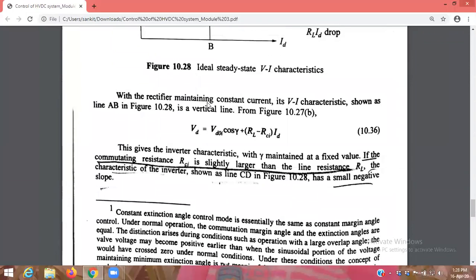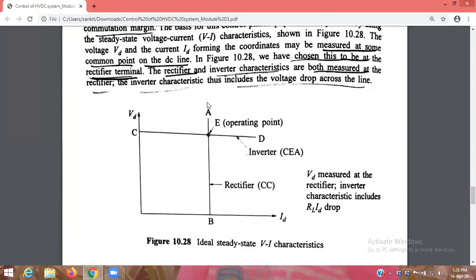Next, we will study practically how these VI characteristics look for a practical HVDC system.